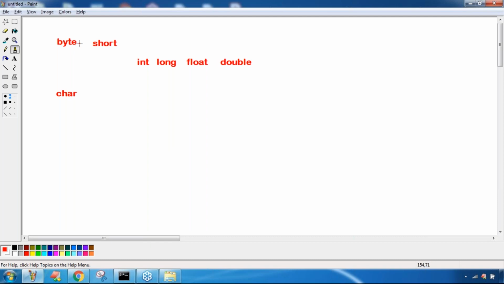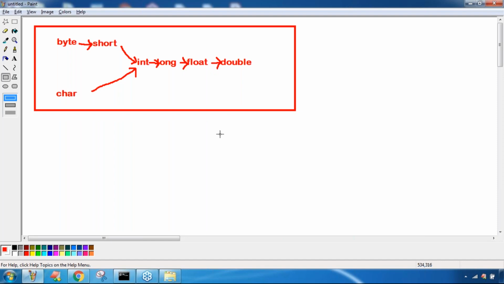A byte value you can assign to short, to int, to long, to float, to double, and char to int. These conversions will be performed automatically. We are not required to perform any typecasting. Byte to short to int to long, float, double, and char to int: these are the various possible conversions where implicit typecasting will be performed.